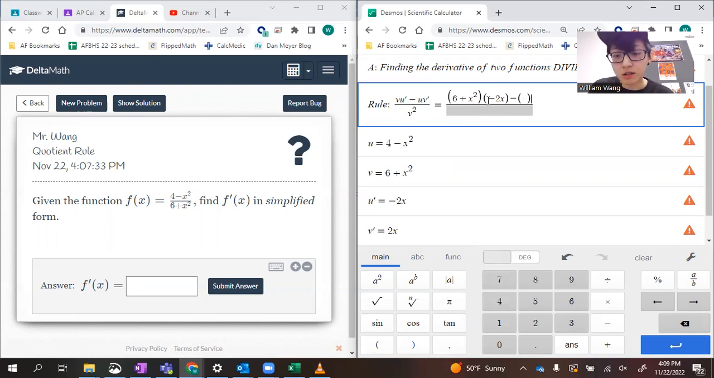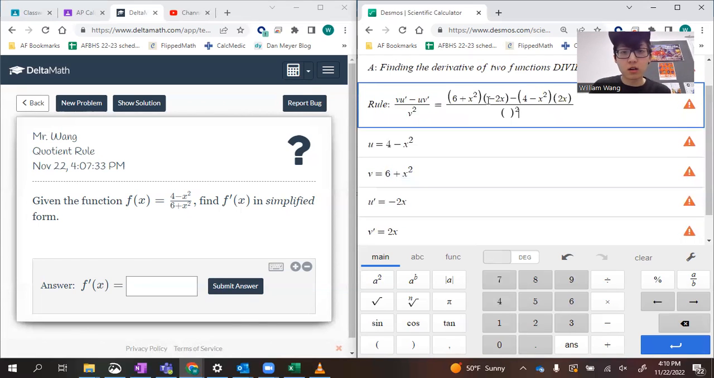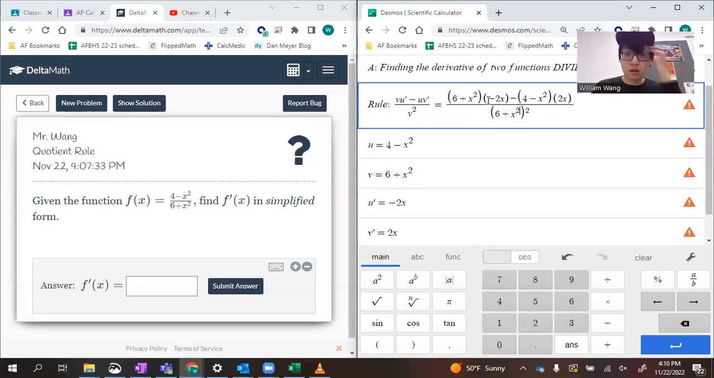Then minus uv prime. So minus, let's try this in parentheses again. My u is 4 minus x squared. My v prime is 2x. Cool. All over v squared. My v is 6 plus x squared. Squared. Excellent.